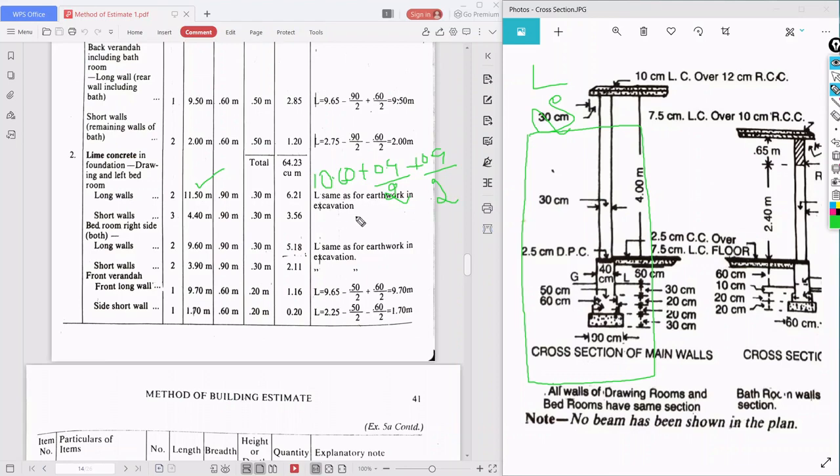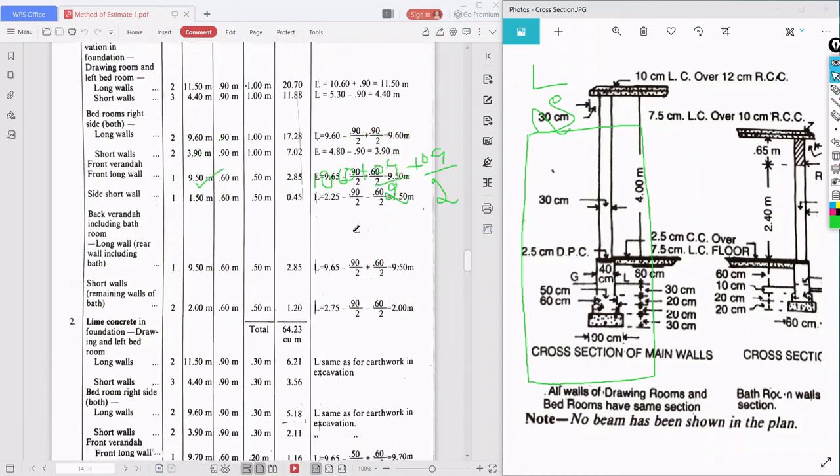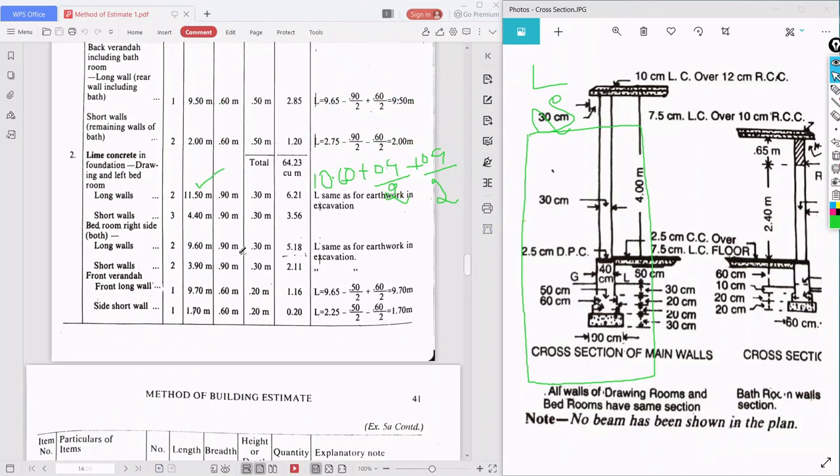In the same way, for the short wall, what is the center to center length? It was 5.30, right? So 5.30, and we have already added here, now we are taking minus 0.9 by 2 minus 0.9 by 2. Once this is done, we will get our answer, that is 4.40.